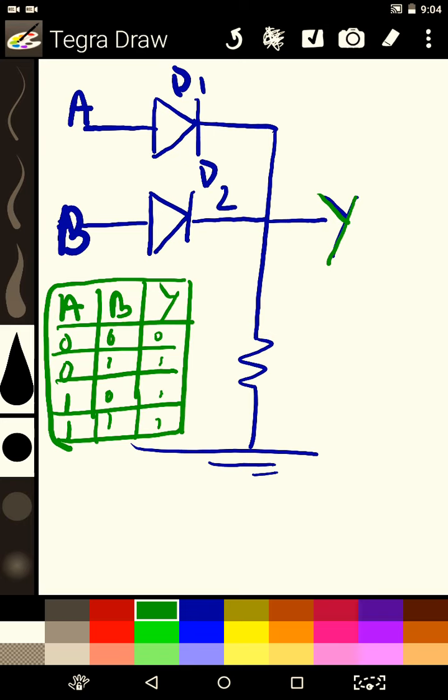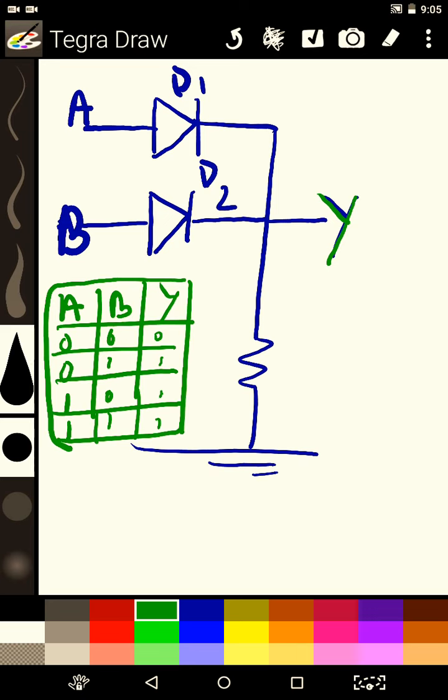In case of 0 1, A is given a 0 input, meaning a lower voltage, and B is given a higher voltage. By giving B a higher voltage, diode D2 is forward biased and acts as a closed circuit. That means it will give an output at the output terminal.